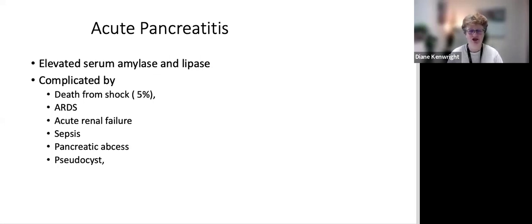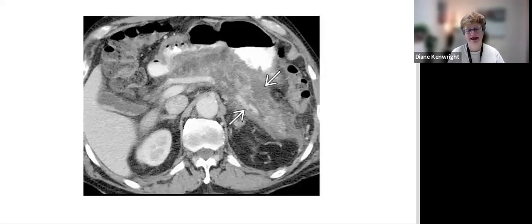There are lots of complications from pancreatitis, mainly related to shock. 5% of people with acute pancreatitis die of shock. Lung disease, adult respiratory distress syndrome related to shock. Acute renal failure related to shock. Sepsis related to the pancreatic enzymes becoming activated and dissolving stuff in the abdomen. It can form abscesses and this complication called a pseudocyst, which happens at the tail of the pancreas, and we will address shortly. Okay, this is a CT of pancreatitis.